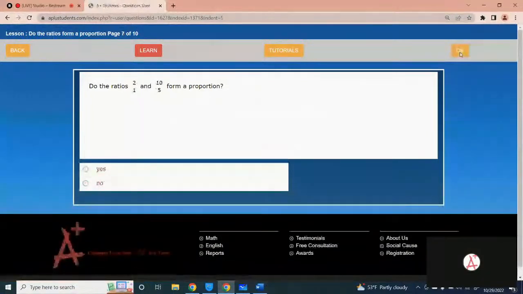Okay, do the ratios 2 by 1 and 10 by 5 form a proportion? So the common denominator is 5. You have to make the smaller fraction's denominator equal to 5. So let's just multiply the fraction by 5. 5 times 2 is 10 and 5 times 1 is 5. Yes, the fraction is equal to the second one. That means they form a proportion. Got it? The answer is yes. Just select the correct option and then click on the OK button.